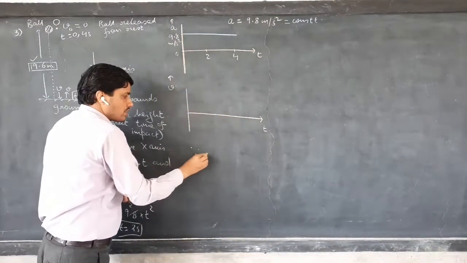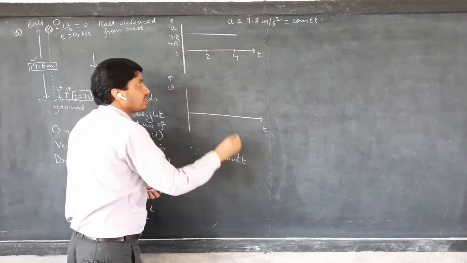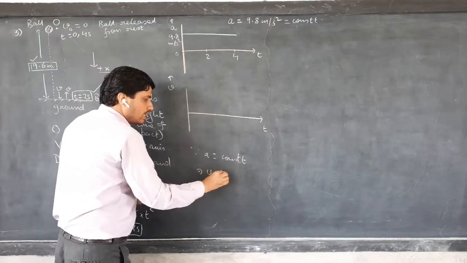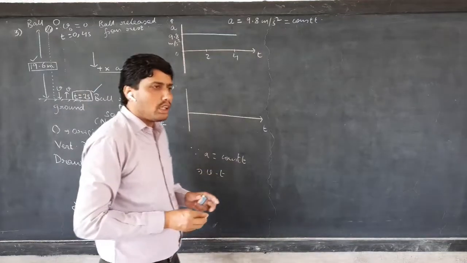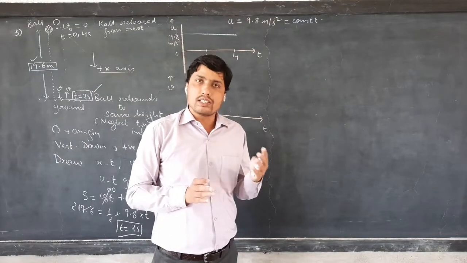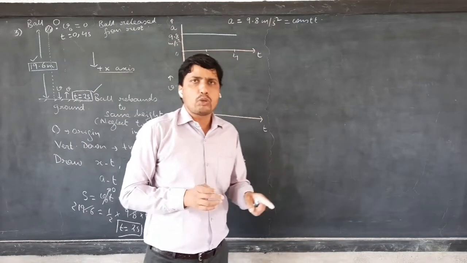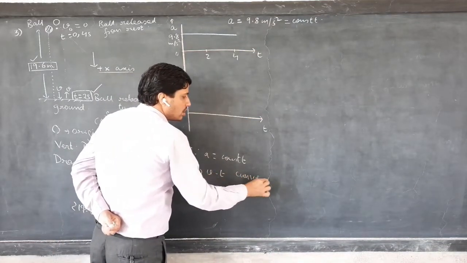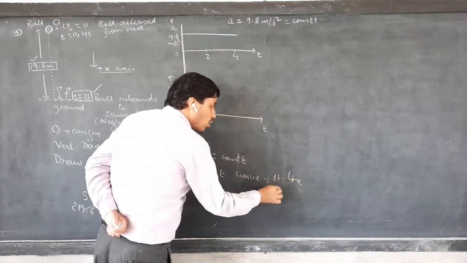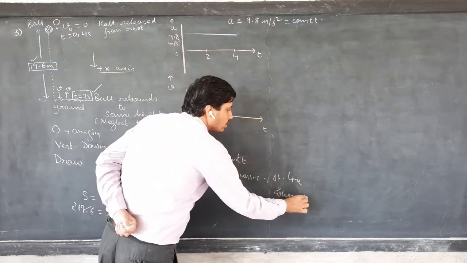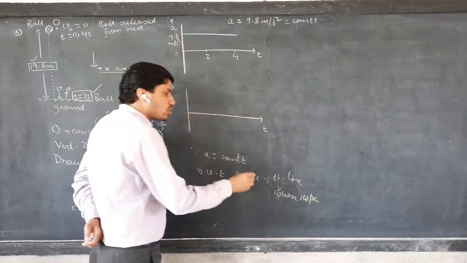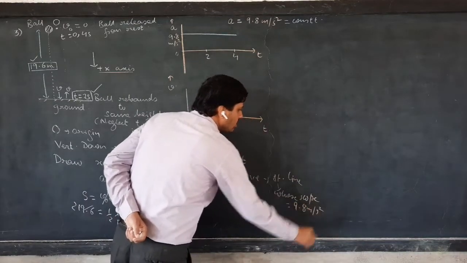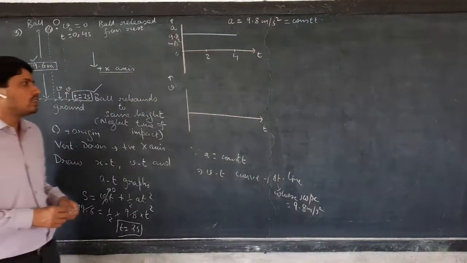Since acceleration is constant, that is equal to 9.8 meters per second square in downward direction, this implies we know that the slope of a VT graph must be constant. Slope of velocity time graph gives acceleration. That must be constant. That is possible only if the graph will be straight line. So VT curve, it must be a straight line, it cannot be any straight line, whose slope is equal to 9.8 meters per second square. That is the acceleration due to gravity.